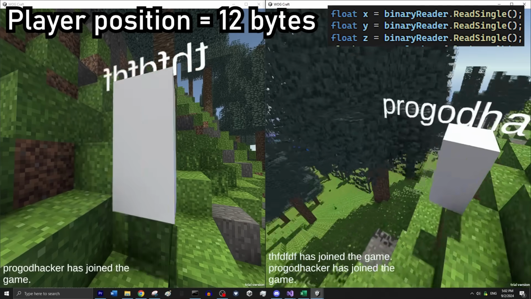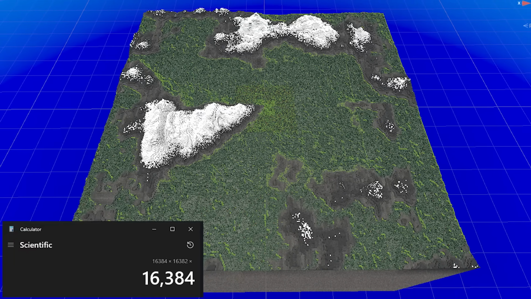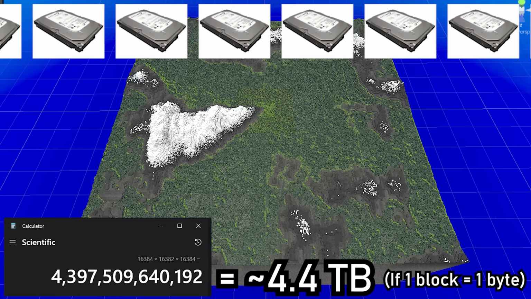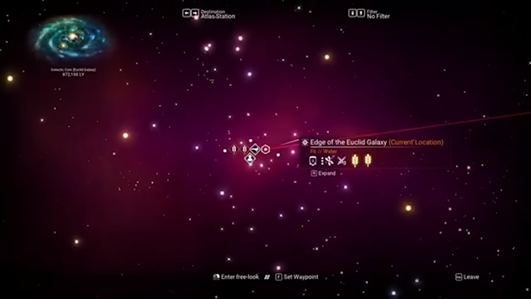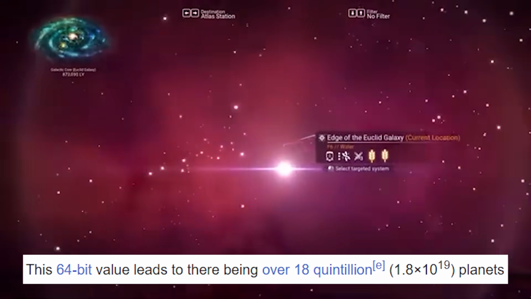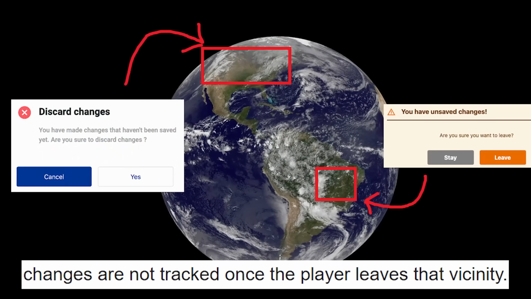Syncing player positions was rather easy, but attempting to serialize the entire world would consume 13 Samsung T7 portable SSD external solid state drives worth of data. On the other hand, games like No Man's Sky accommodate 18 quintillion entire planets while storing very little data on the server, by only saving changes.